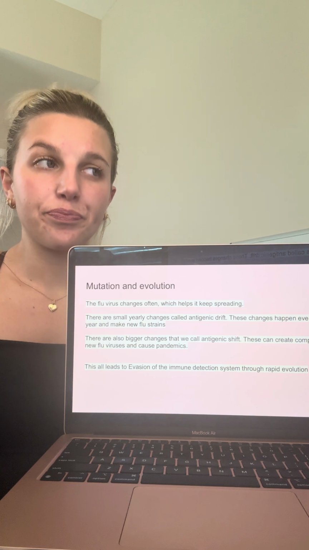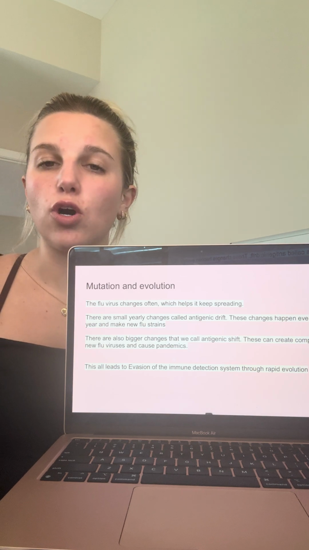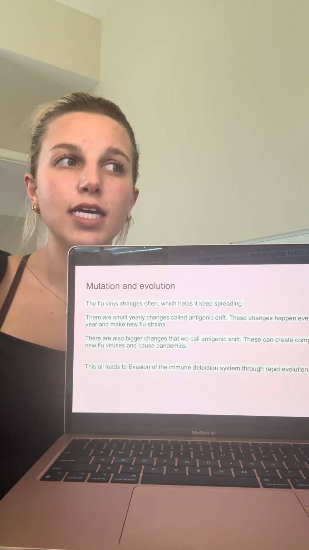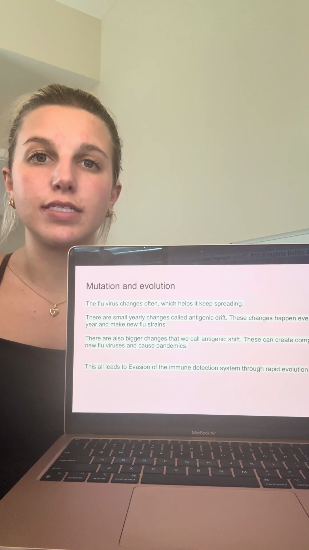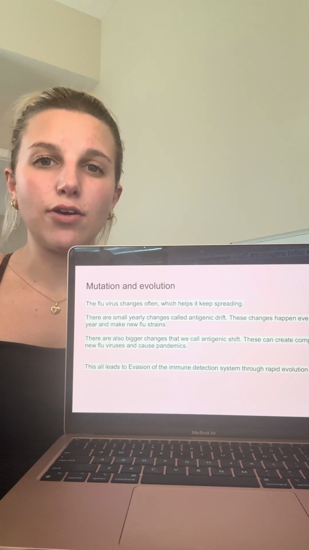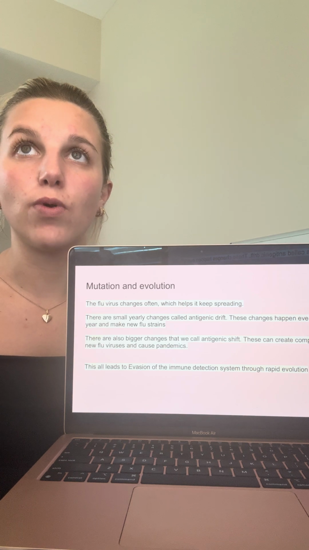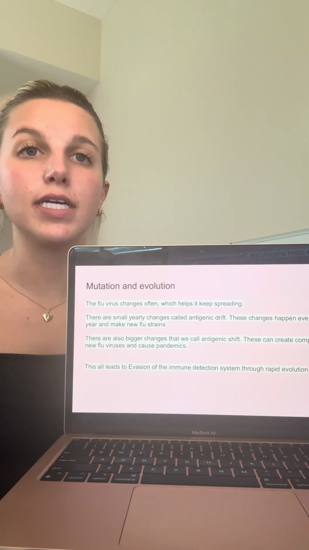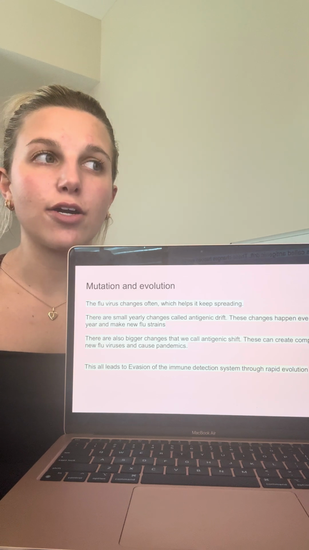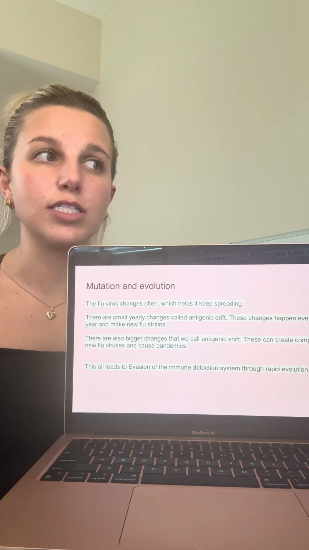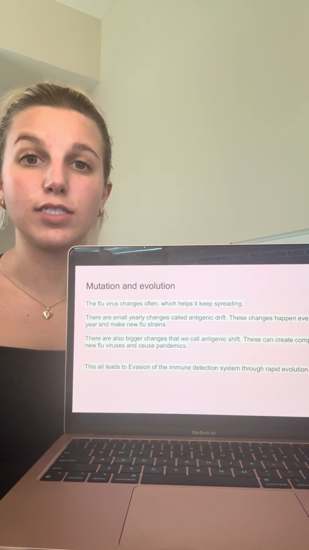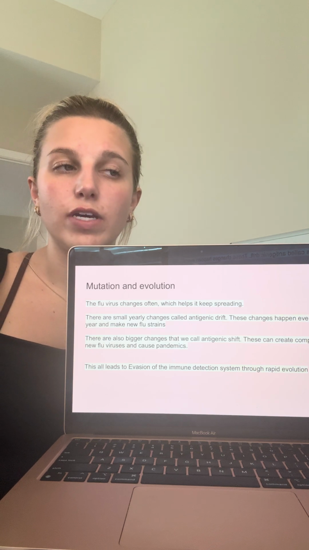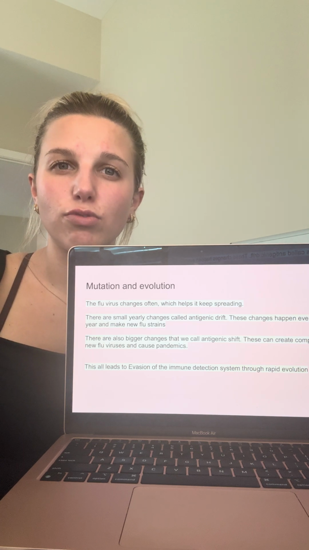And then there are the bigger changes that we call antigenic shifts, and these can create completely new flu viruses, and these are what cause our pandemics. So likely how this happens is more than one influenza virus, for example, influenza A and influenza B, infect a cell, and that creates these new flu viruses because multiple influenzas are infecting one cell. So all of this leads to evasion of the immune detection system through rapid evolution.